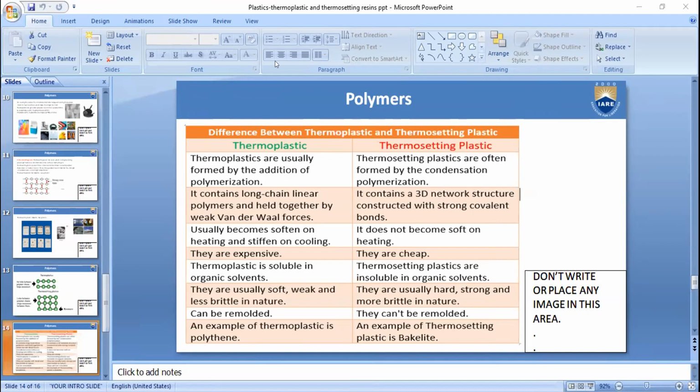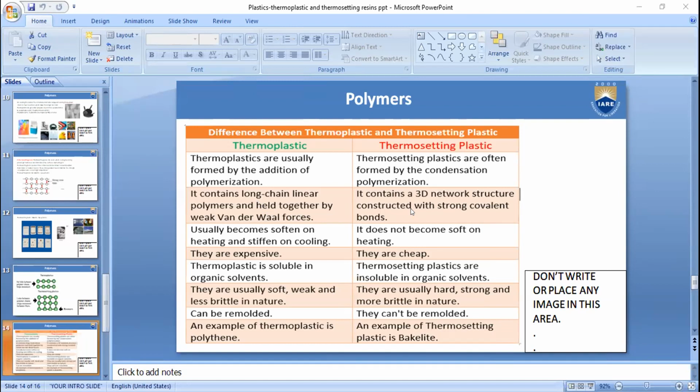Ma'am, they are formed by addition polymerization. Which are formed? Thermoplastic, ma'am. Thermoplastics. Thermosetting? Condensation polymerization. Second point? Thermoplastic resins, second point? It contains long chain linear polymers. And held together by? Weak van der Waals forces. Van der Waals forces. Okay, next, thermosetting resins?